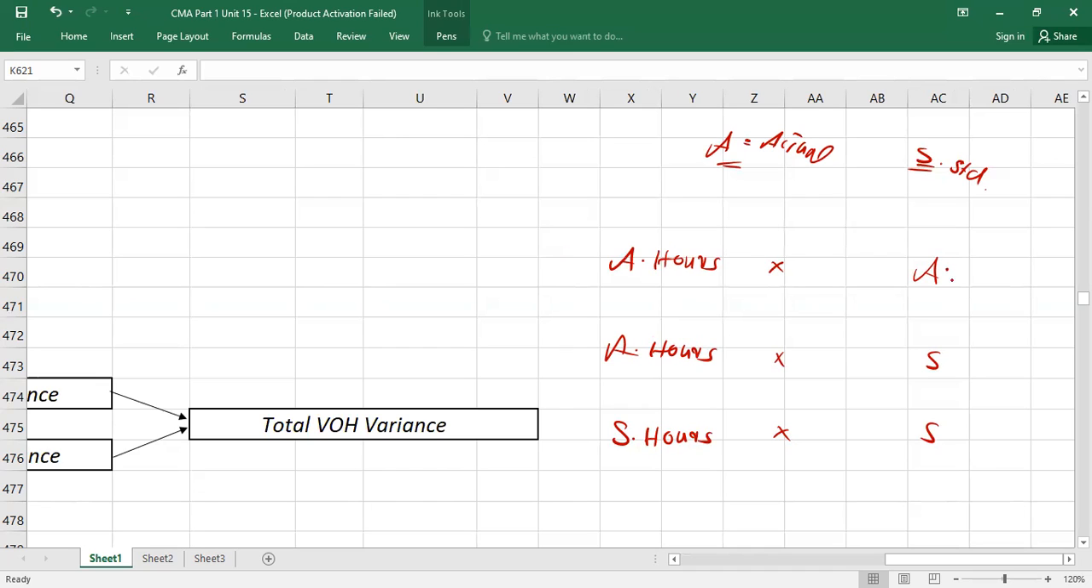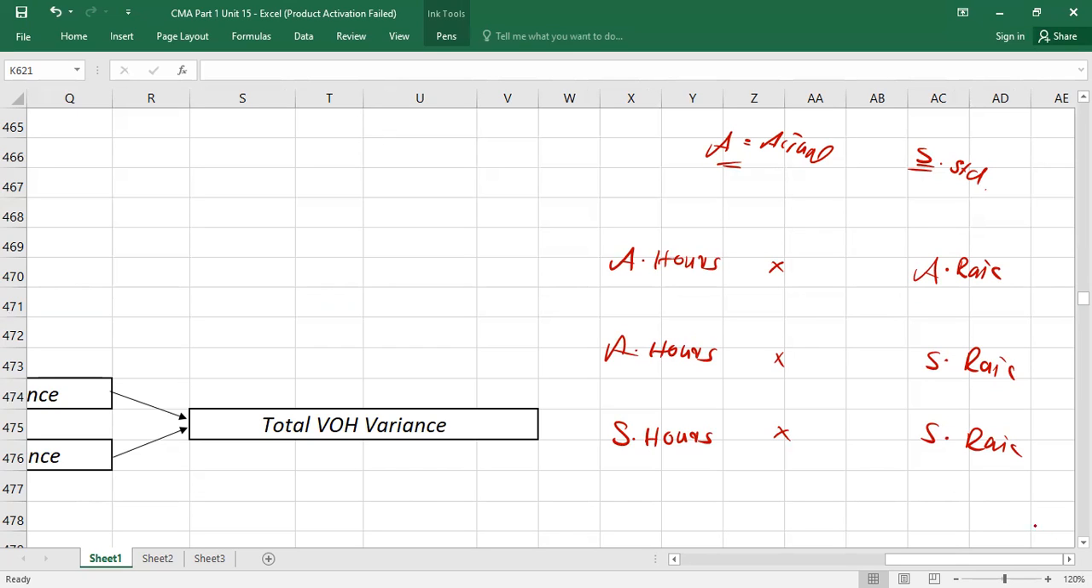And here I'll attach the word rate. For example, this is the actual rate of variable overhead. This is going to be the standard rate of variable overhead. This is going to be the standard rate for variable overhead. I think the rate will be on the other side. Okay. Understood? Actual hours into actual rate. Actual hours into standard rate. Standard hours into standard rate.